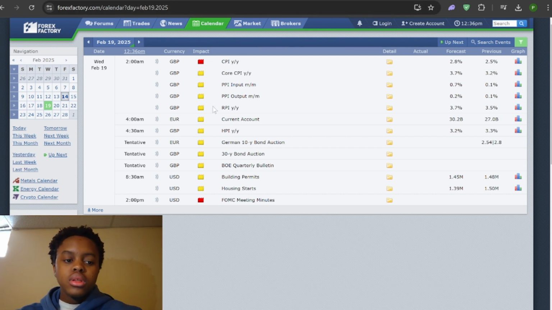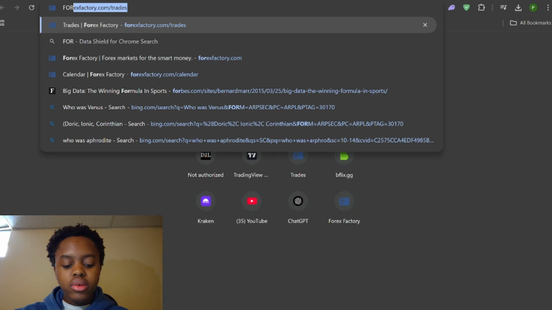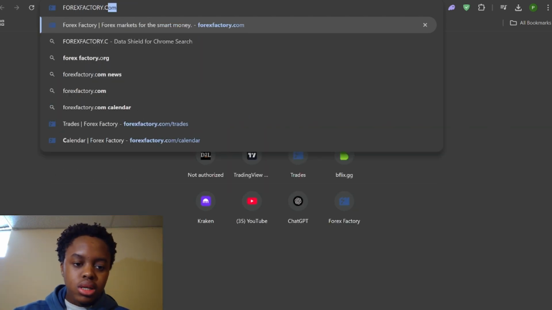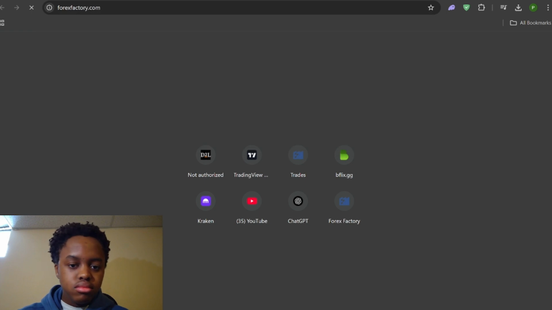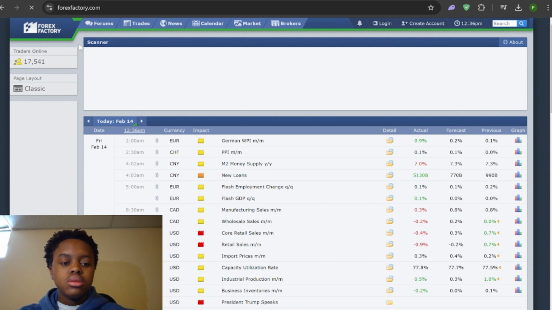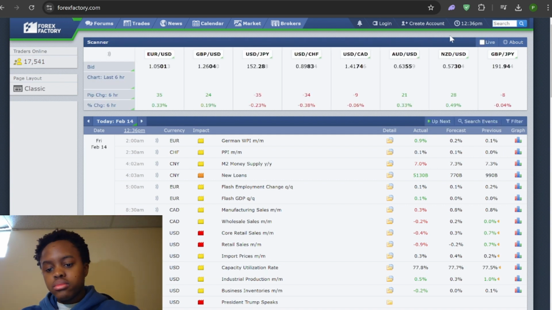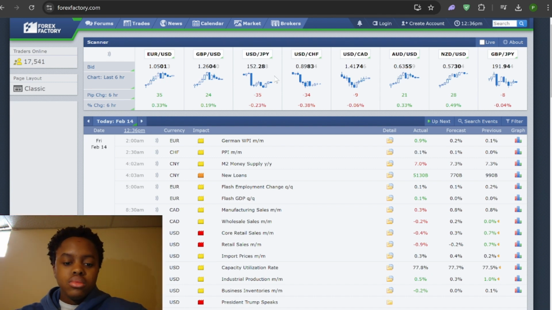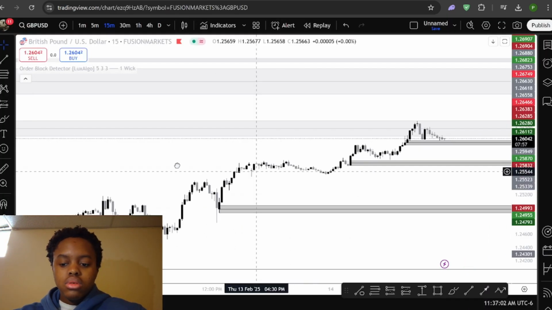forexfactory.com. I don't think I need to put the link in the description because at the beginning I initially just said forexfactory.com. That's all you need to do. Just search for it and you find it. So here it looks like this. So yeah, you don't really need to create an account. It depends on you basically. So that's what it's going to be.